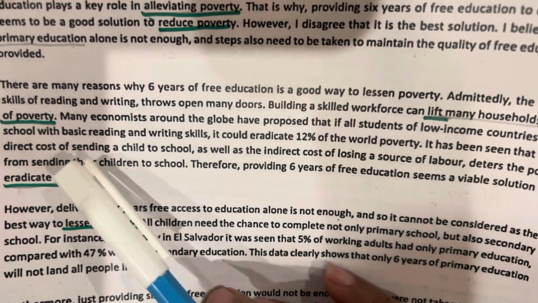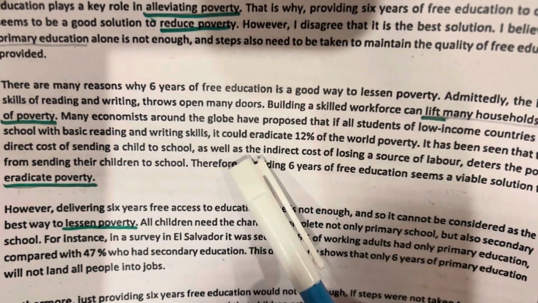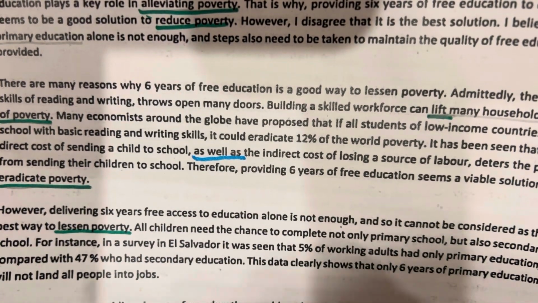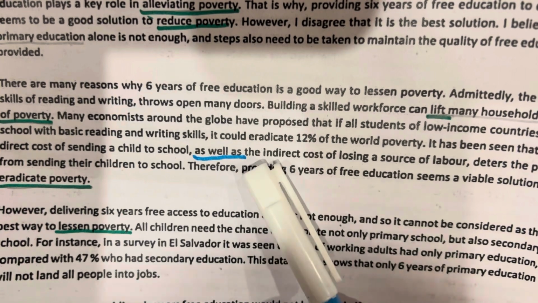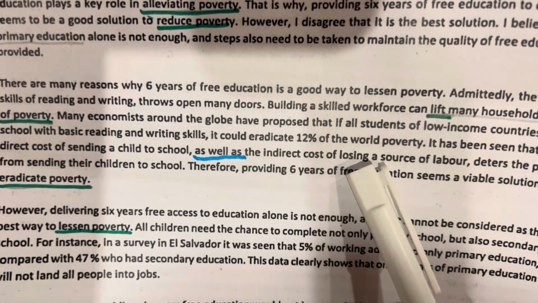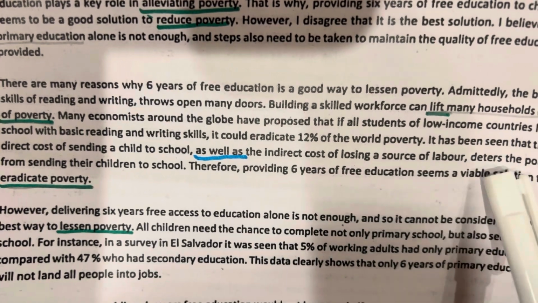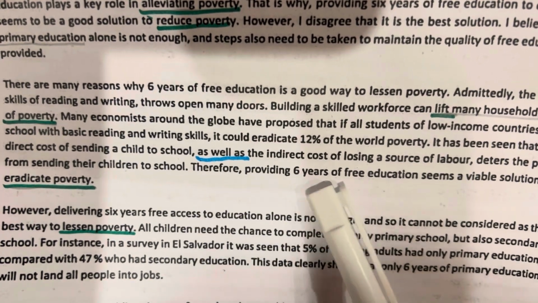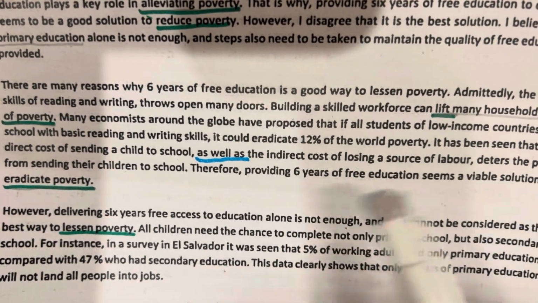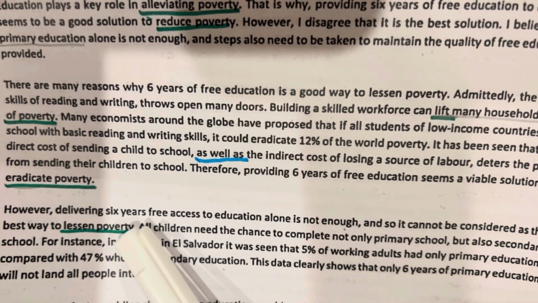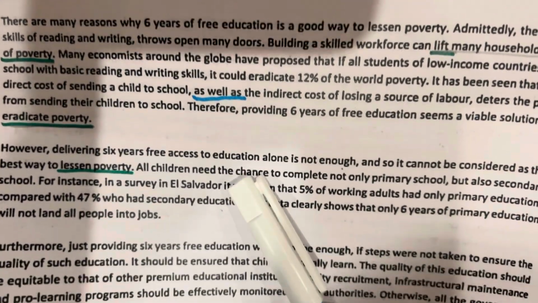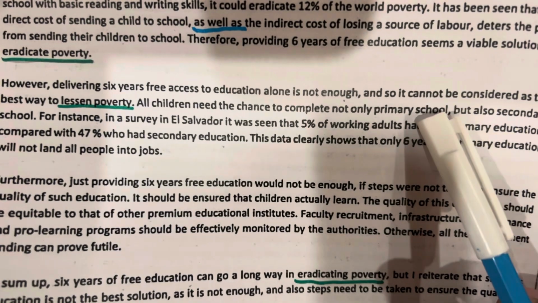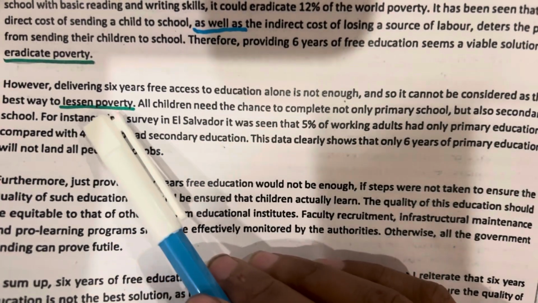It has been seen that the direct cost of sending a child to school, as well as, look, this is a complex sentence, and your essay should be a mixture of compound, complex, simple and conditional sentences. Okay, as well as the indirect cost of losing a source of labor deters the poor from sending their children to school. Therefore, providing 6 years of free education seems a viable solution to eradicate poverty. However, delivering 6 years of free access to education alone is not enough. And so, it cannot be considered the best way to lessen poverty.